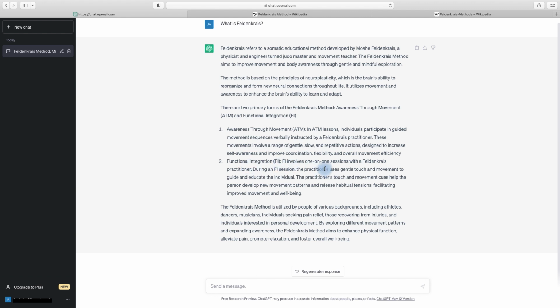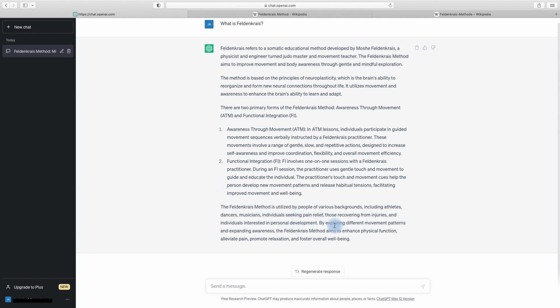Now let's take a look at functional integration. It involves one-on-one sessions with a Feldenkrais practitioner. During an FI session, the practitioner uses gentle touch and movement to guide and educate the individual. The practitioner's touch and movement cues help the person develop new movement patterns and release habitual tensions, facilitating improved movement and well-being. And I would also say this is a good explanation of what's going on in a functional integration.